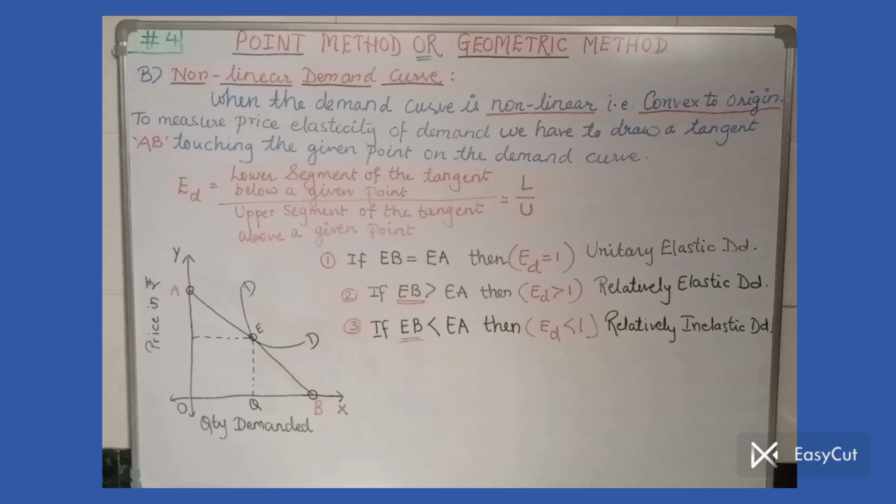And in the third case, if your EB is less, that means the lower portion of the demand curve is less than EA, than the upper portion, then in that case you will get elasticity of demand less than 1. Your ED will be less than 1. So it will be relatively inelastic demand. So in short, I revise. EB equal to EA, both portions equal, unitary elastic. If the lower portion is greater, then ED greater than 1, so relatively elastic. If the lower segment of the tangent is lesser, then ED less than 1, so relatively inelastic.